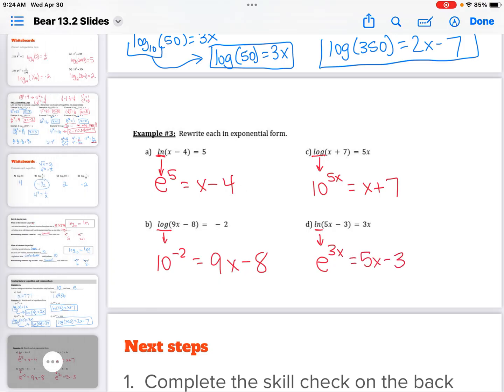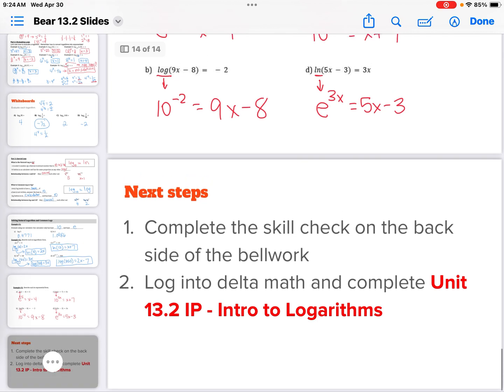All right, I know that was a lot for a video, but we have come to the end, so now you're going to do your skill check and then complete your Unit 13.2 IP.